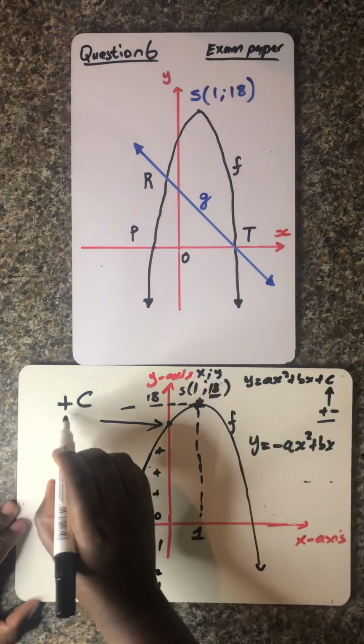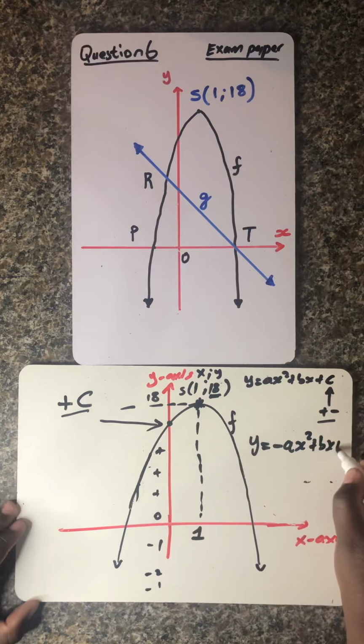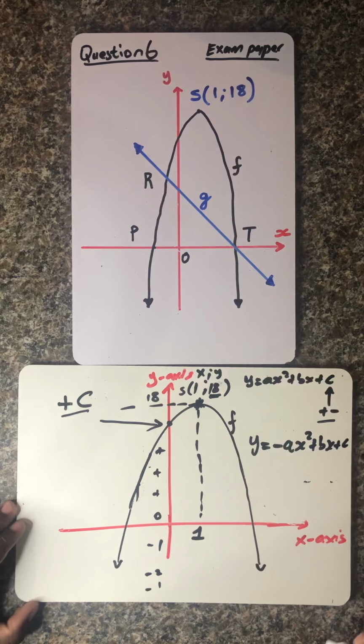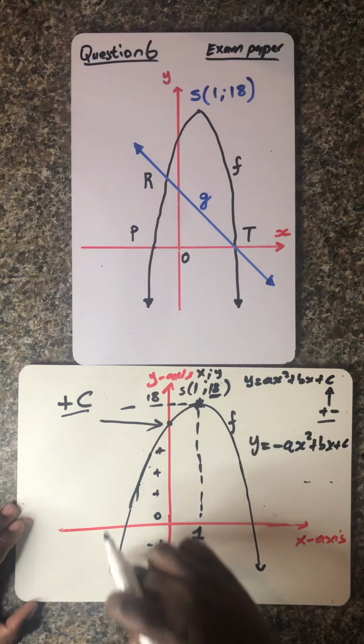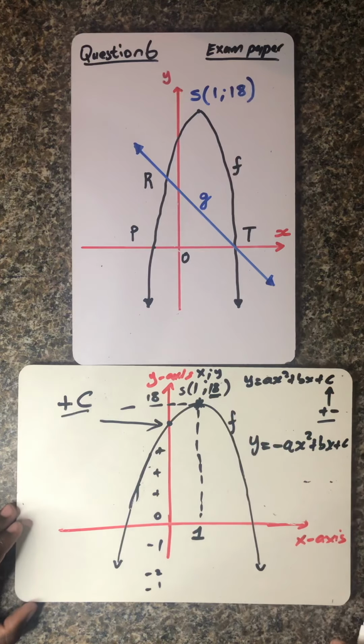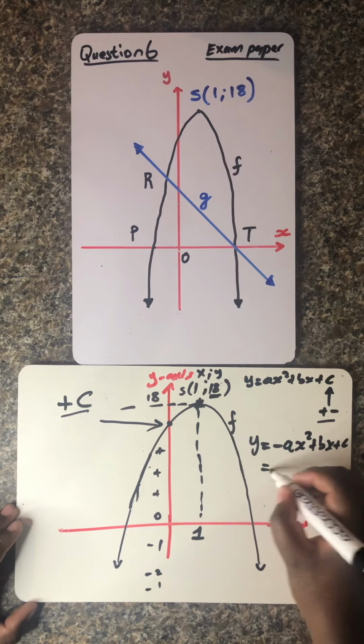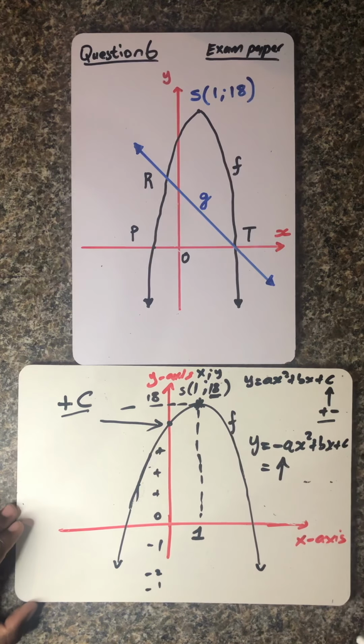Then we know c should be a positive value. So ladies and gentlemen, why am I telling you this information? Because if there's a question that wants you to determine the equation of that parabola, you must have your a value being negative. You must have your c value being positive.